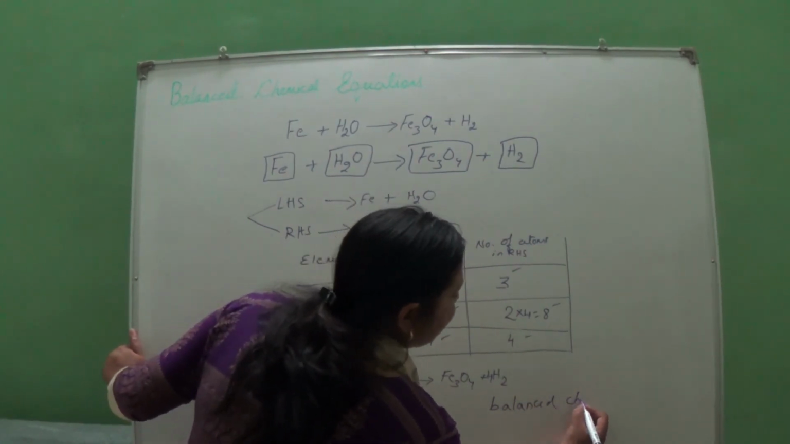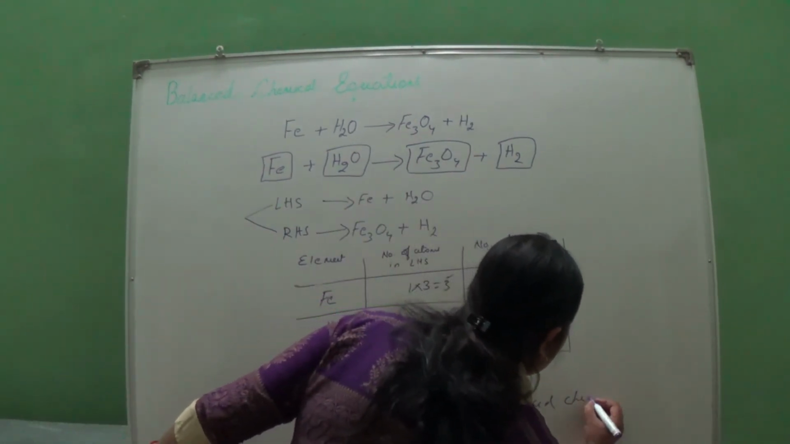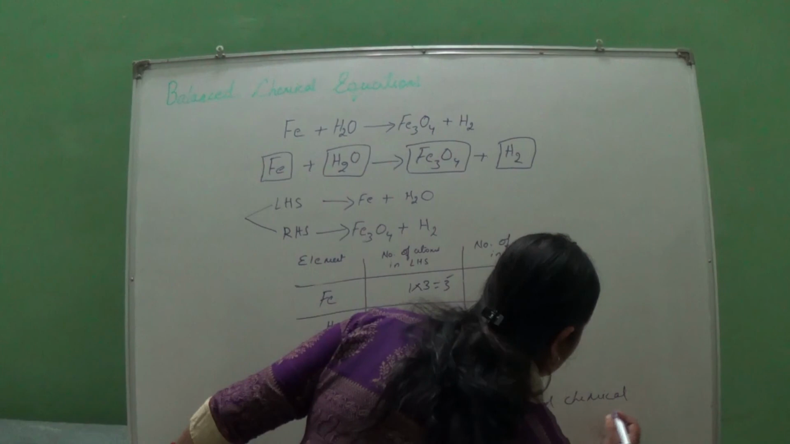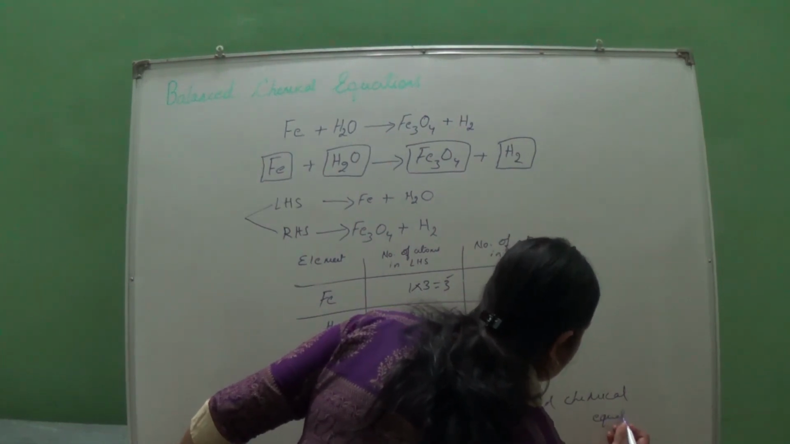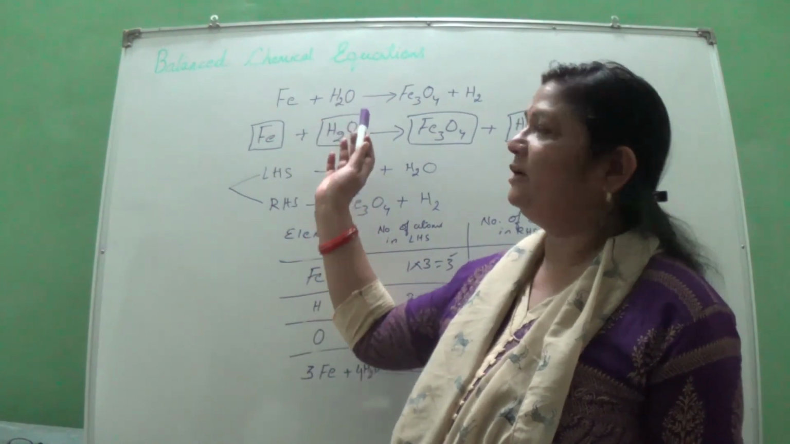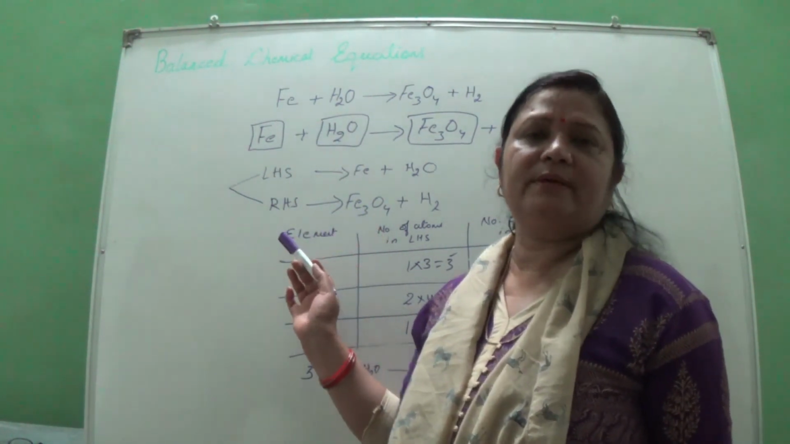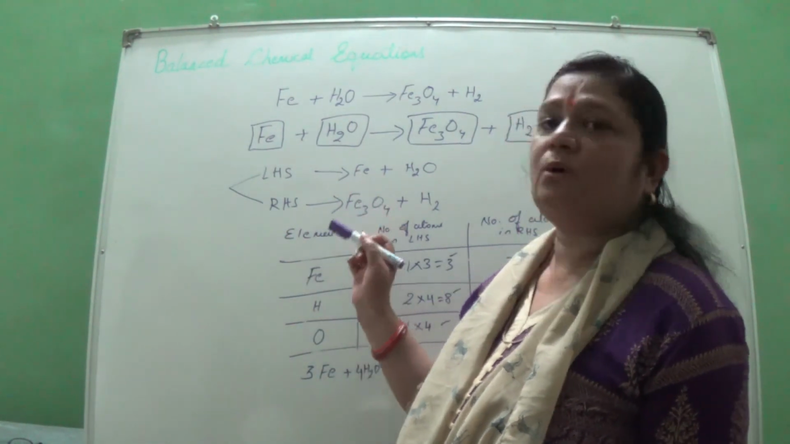This is a balanced chemical equation. For balancing of chemical equations today, the method which we have used is the hit and trial method. And this is all for today.